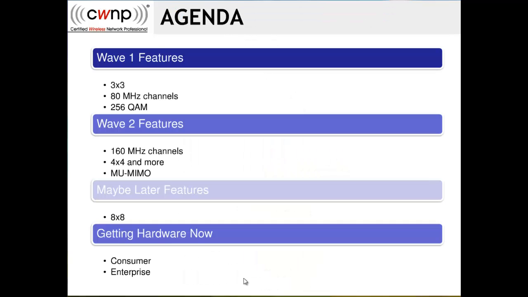Now, the agenda for today, as we talk about 802.11ac, is going to be to look over what has now become known as Wave 1 and Wave 2 with 802.11ac. So we'll take it in that approach, biting off the chunks in that way. And then we'll talk about what I call the maybe later features, and a little bit about what different hardware vendors are actually making some 802.11ac stuff available today.